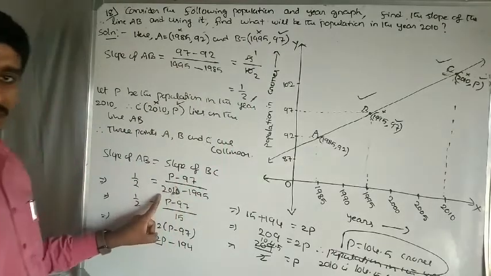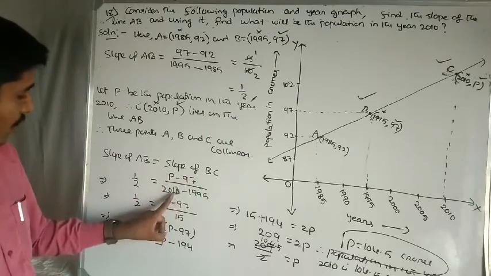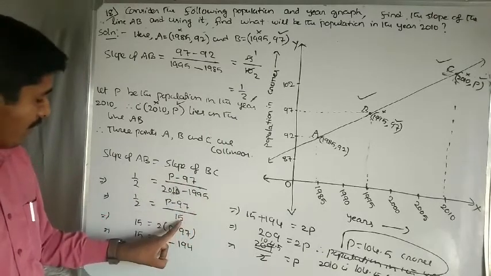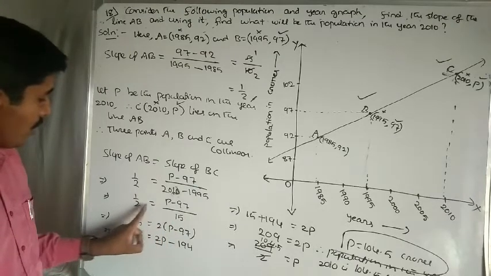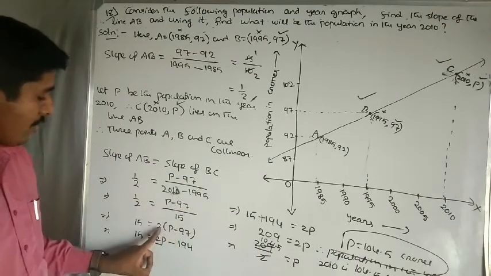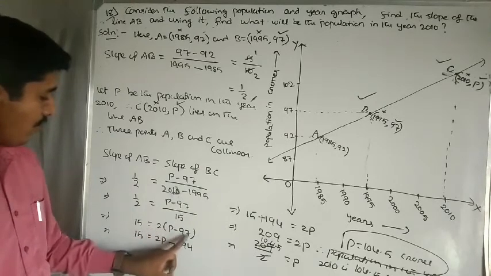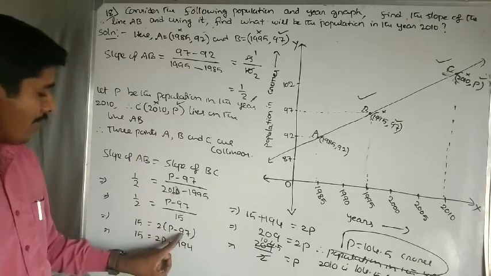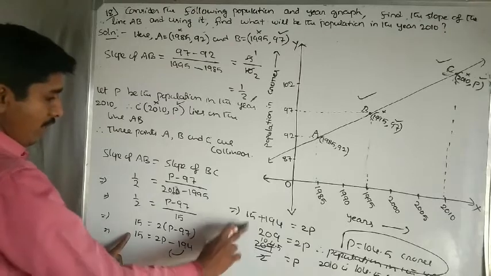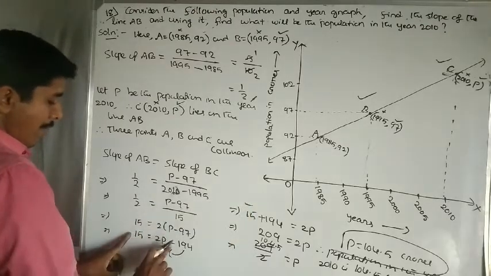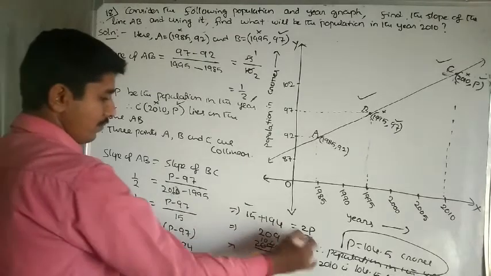2010 minus 1995. By taking cross multiplication, half equals P minus 97 divided by 2010 minus 1995, 15. By taking cross multiplication, 1 into 15, 15, which is equal to 2 into P minus 97. Here 2 into P, 2P minus 2 into 97. 2 7s are 14, 1 carry, 2 9s are 18 plus 1, 19. Here I am taking minus 194 to the left side, 15 as it is. Here minus becomes plus 194, which is equal to the right side, 2P as it is.